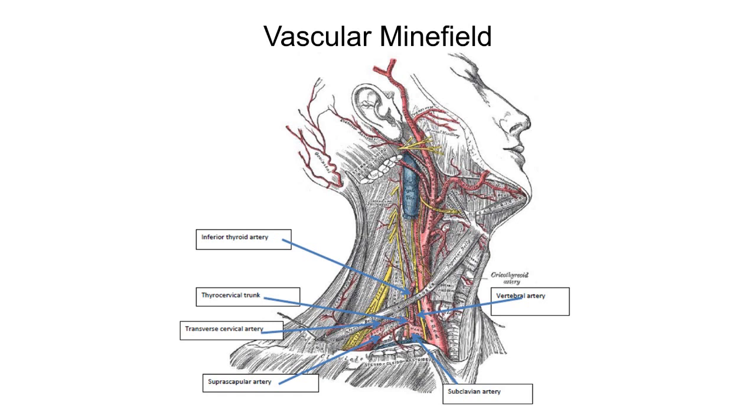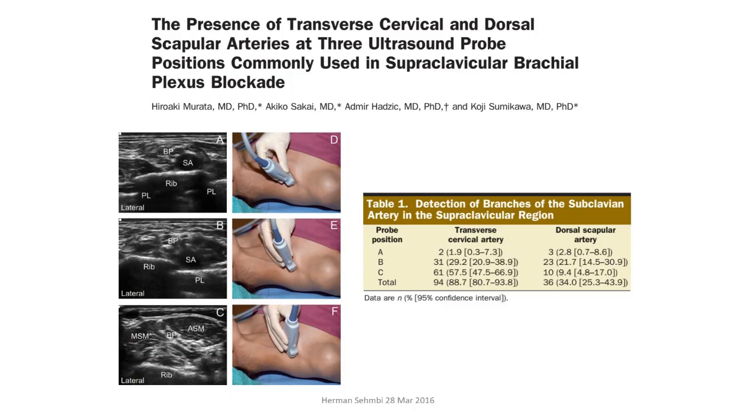In this study, ultrasound examination of the supraclavicular region was done in 50 healthy adult volunteers. Ultrasound images of the supraclavicular region were acquired at 3 probe positions. In position A, both the subclavian artery and the brachial plexus were on the first rib. In position B, the brachial plexus was on the first rib, but the subclavian artery was on the pleura. And in position C, the brachial plexus was between the anterior scalene muscle and the middle scalene muscle.